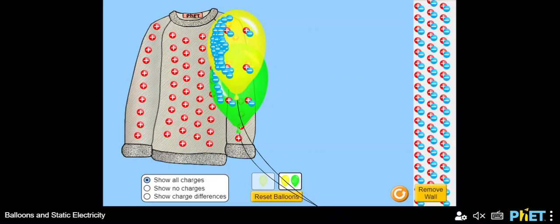So that's one of the basics when you're talking about electrostatics. You're talking about charges, positively charged and negatively charged, right? And remember that like charges repel each other, unlike charges attract each other.